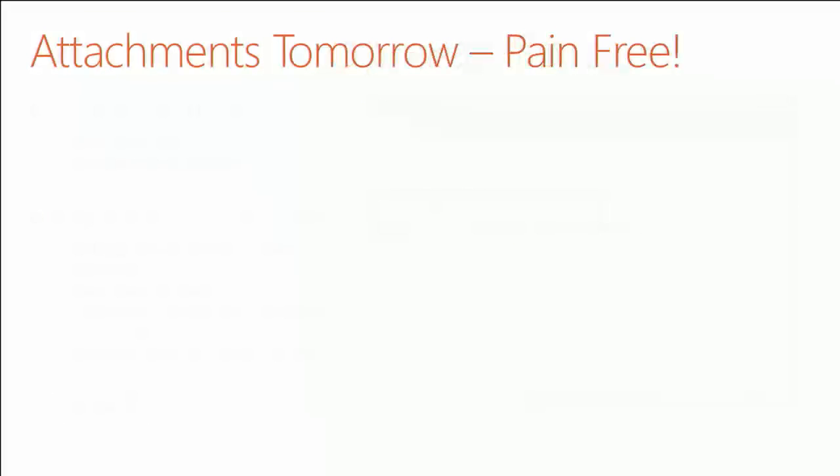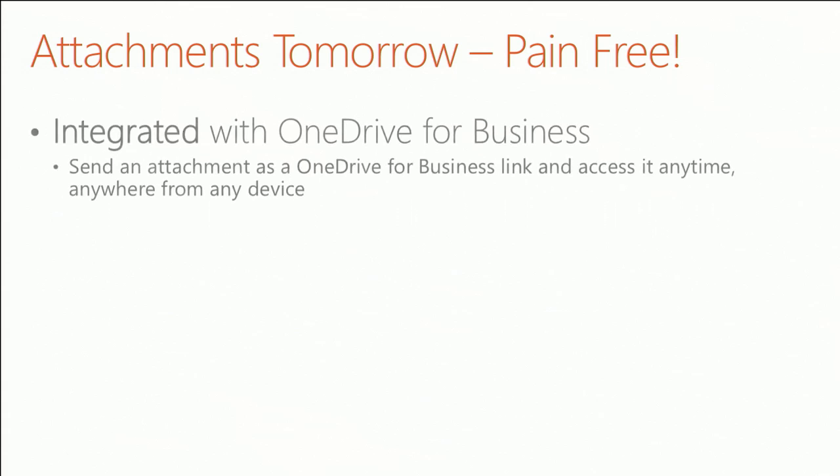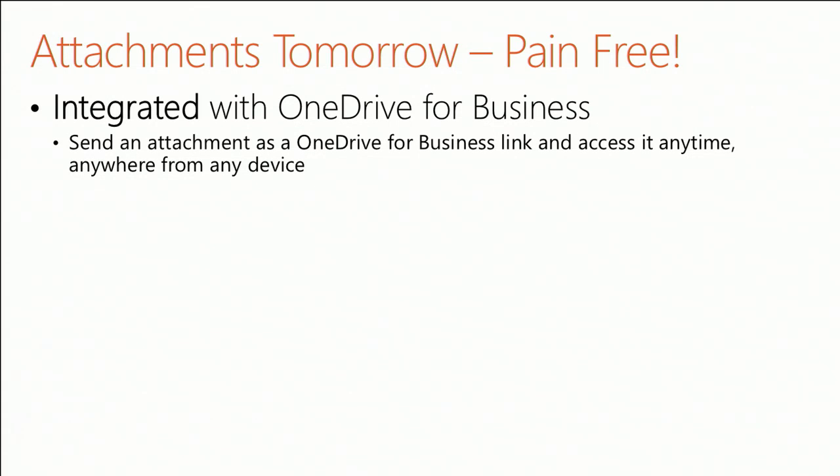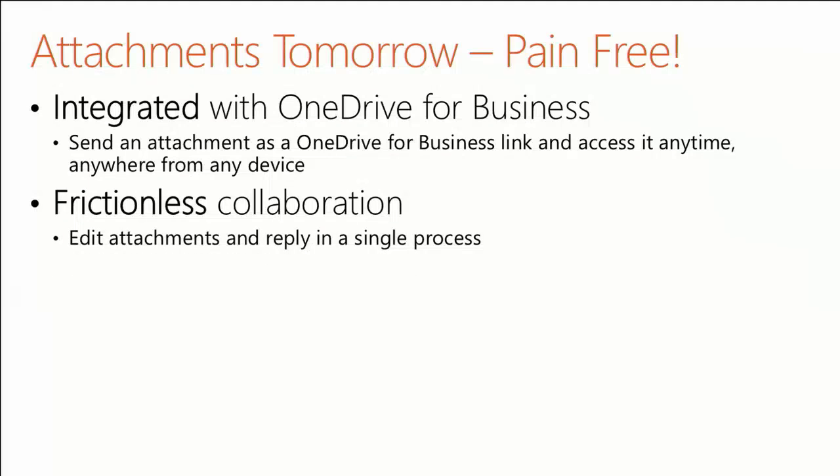So what does that look like? What do attachments look like in the future? First and foremost, we're going to be integrating into OneDrive for Business. Attachments are not going to be locked to your own hard drive anymore. Attachments will be able to be used and referenced off of OneDrive for Business. It will lead to frictionless collaboration. Now you're able to all collaborate and edit and change off of the same document online, and you don't have to worry about all the crazy merging that you've had to deal with in the past.